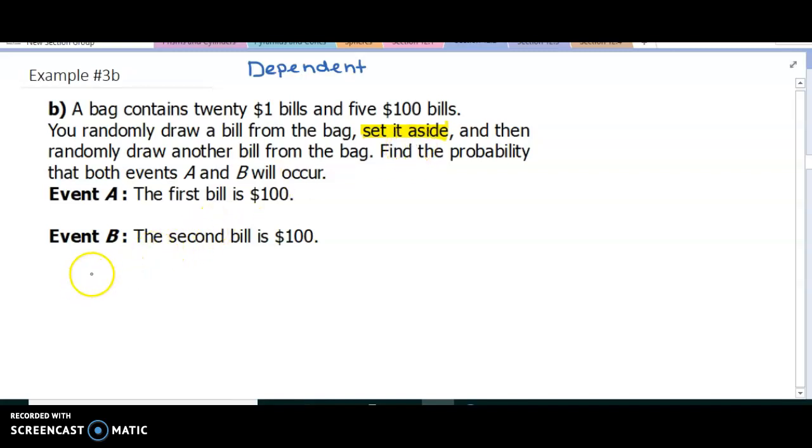Okay, so I'm going to go ahead and write a visual. So I have 20 $1 bills. So I have a $1 bill, 2, 3, 4, 5. There's my 5 $1 bills. Here's another 5. Here's another 5. Here's another 5. Okay, so there's 20 $1 bills, and then there's 5 $100 bills.